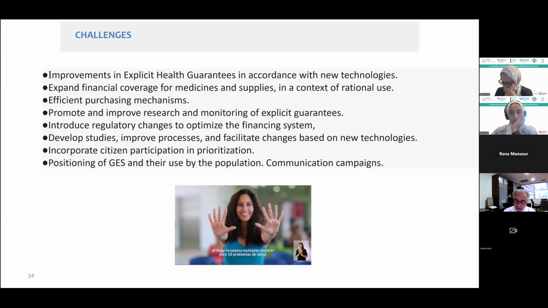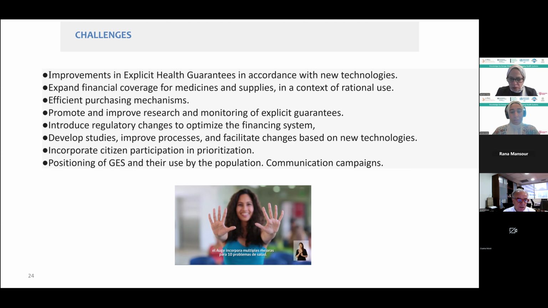That means that, for example, in cancer, new drugs and new technology appear very, very fast. So it is very important to identify if it is necessary to change the original protocol in order to guarantee that people receive the best treatment in relation to cost effectiveness and the evidence.